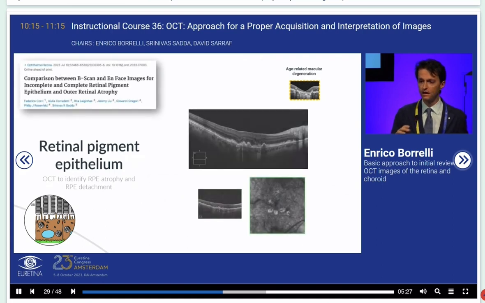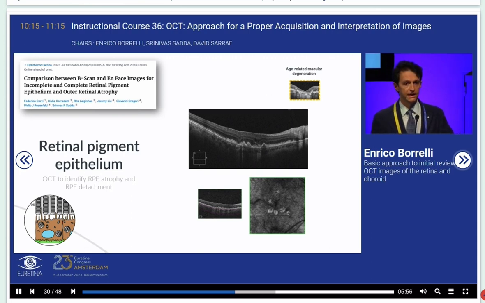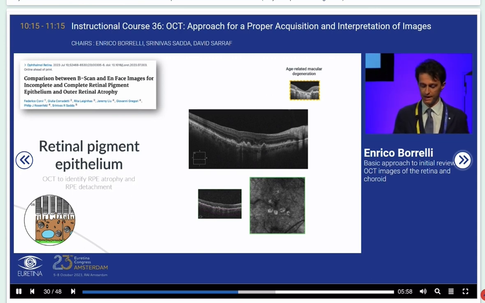And finally, if you have a case of RPE atrophy, you may also want to select a slab right below Bruch's membrane, which highlights the presence of hypertransmission. As you can see in this en face image in this slide, it is quite easy to detect and to track the progression of the RPE atrophy over time. So this is another chance we have to improve our ability to investigate and to follow up patients with RPE atrophy.